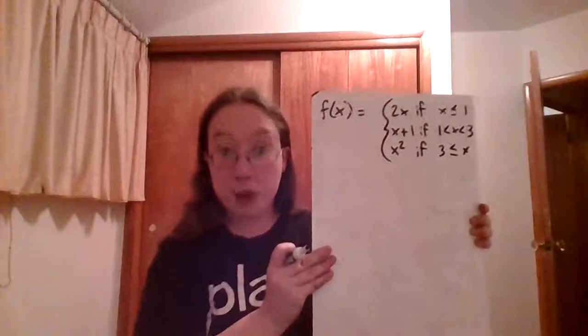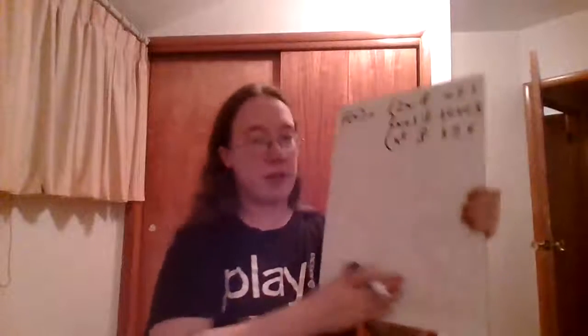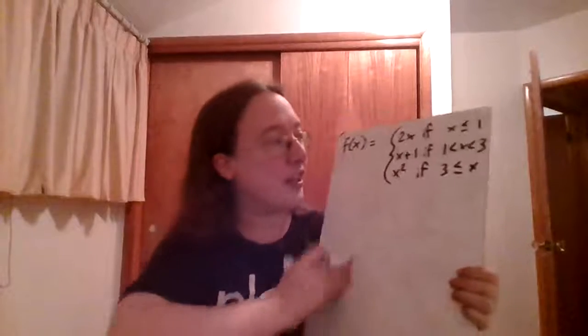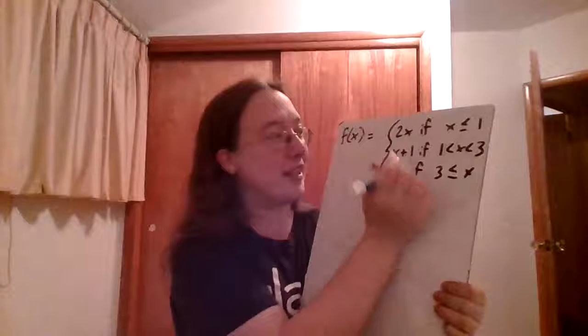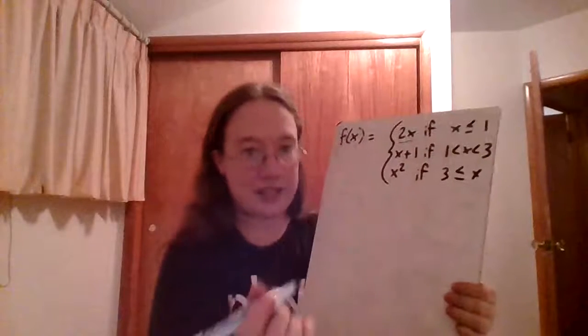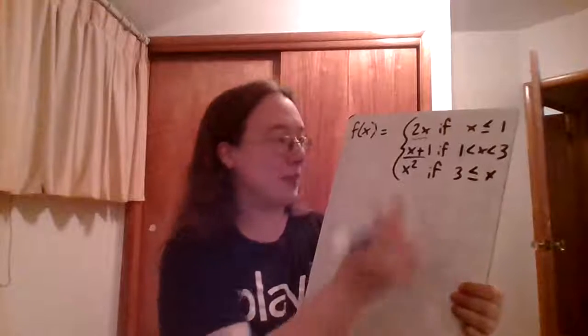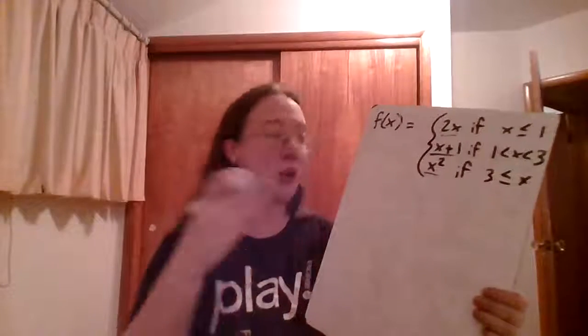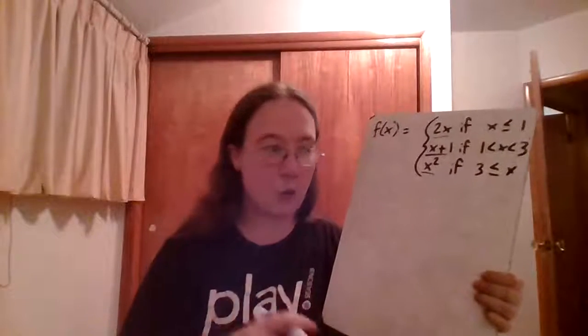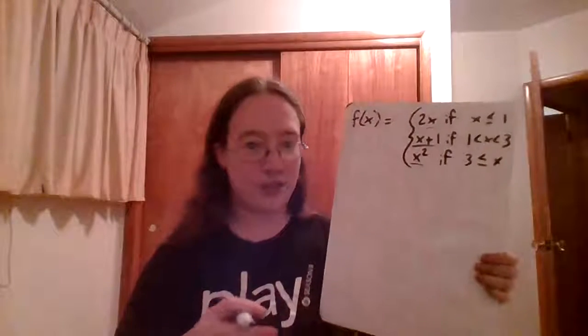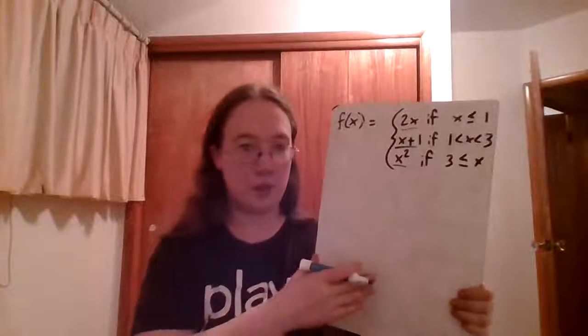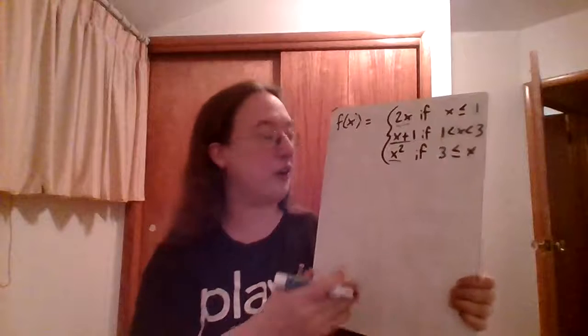The last thing that could be going on is if we got something piecewise. So if we got something piecewise, what we're really interested in is the points where those are meeting. Because 2x, that's just a line. That's going to be continuous everywhere on its own. X plus 1 is just a line. That's going to be continuous. X squared is just a parabola. All of those are continuous on their own.